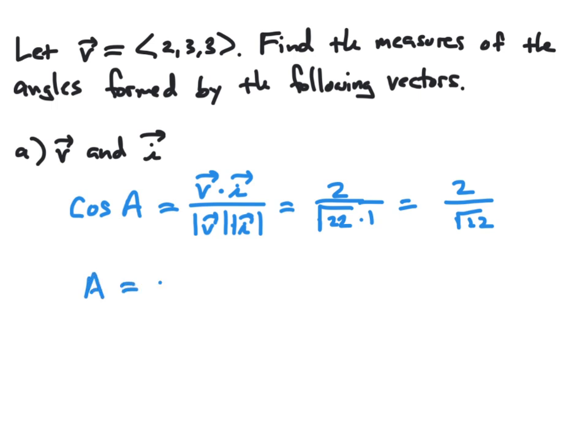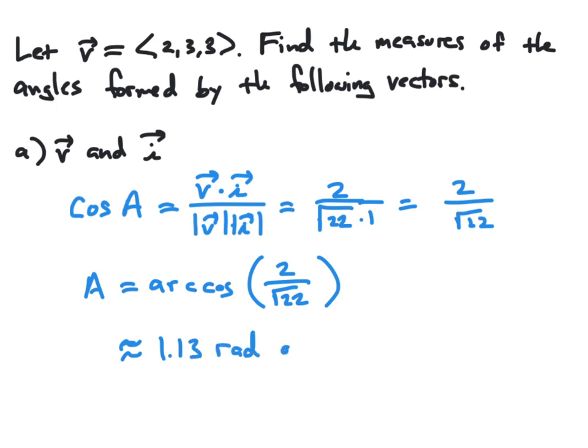The value of A would be the arc cosine of this value. So the arc cosine of 2 over the square root of 22. And this is approximately equal to 1.13 radians, or 64.76 degrees. So the angle between vector v and the standard unit vector i is either 1.13 radians or 64.76 degrees.